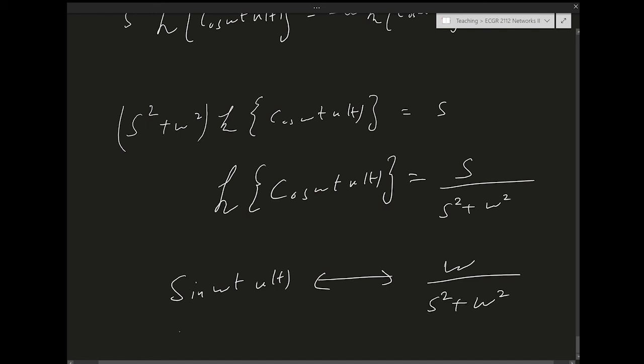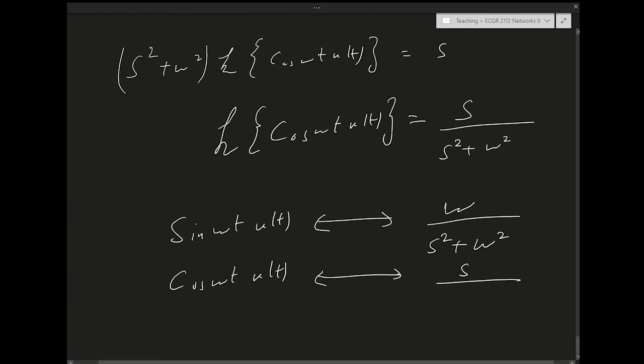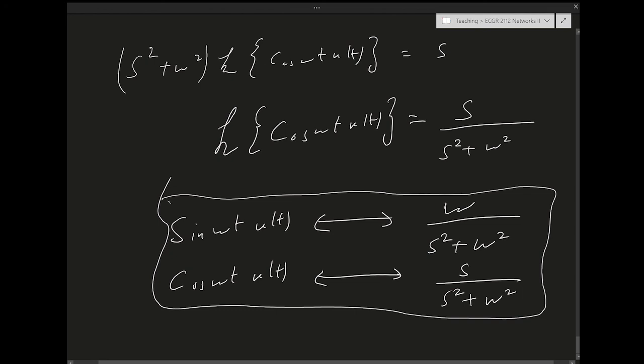and cosine omega t u of t transforms to s over s squared plus omega squared. So now we have included sines and cosines in our table. Okay.